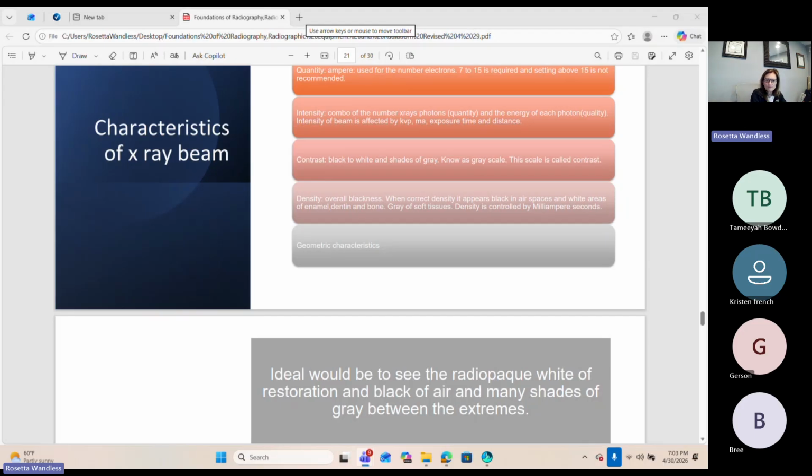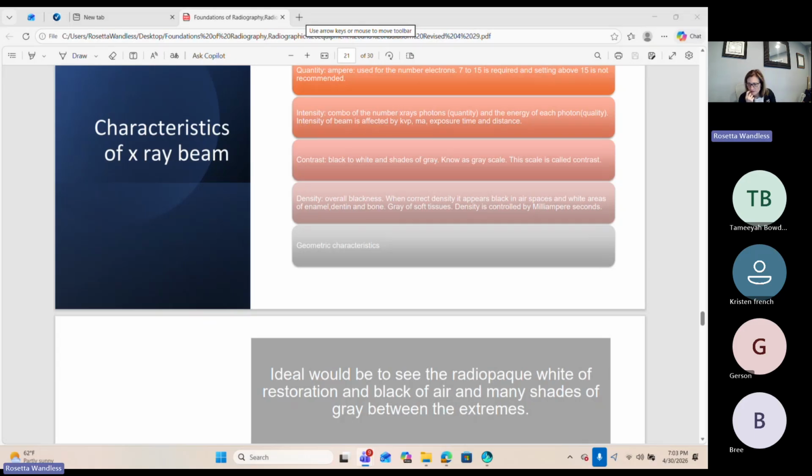And finally, it's going to be movement of a patient, movement of the sensor, the film, the machine. Any kind of movement is going to have that penumbra, the blurry. So these are all going to affect the sharpness, okay? The next thing that we're going to look at here, so it's sharpness, and then it's distortion.